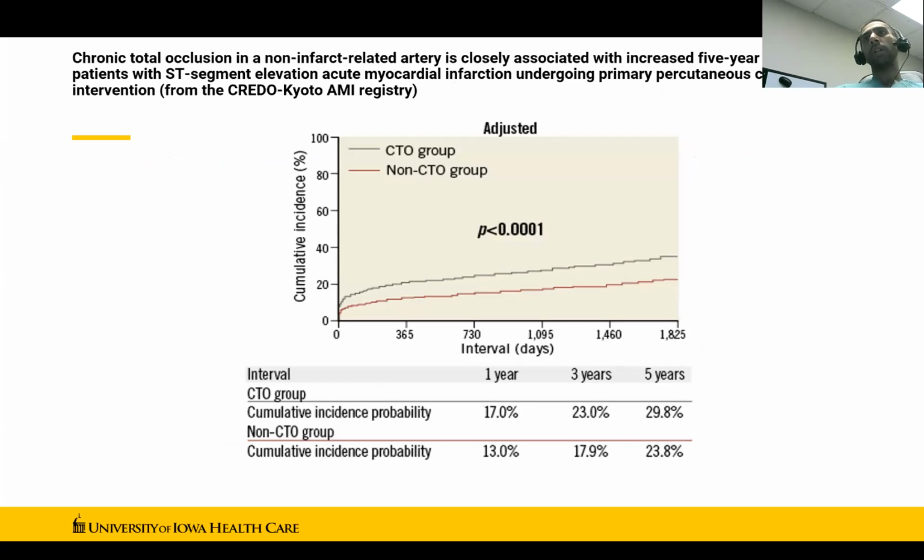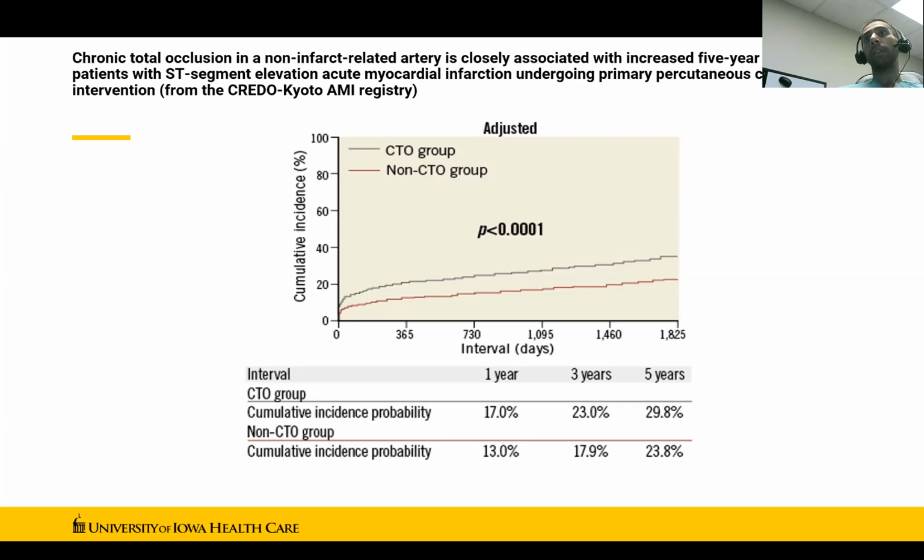And then there's another topic of patients who present with MI and have a CTO in a non-infarct related artery. So this is, again, a large registry of patients. They looked at long-term follow-up in patients who presented with an MI, specifically ST segment elevation MI or STEMI, and had a non-infarct related CTO, compared to those patients who did not have one. So you would see that there was a significant survival advantage in patients who did not have a CTO.